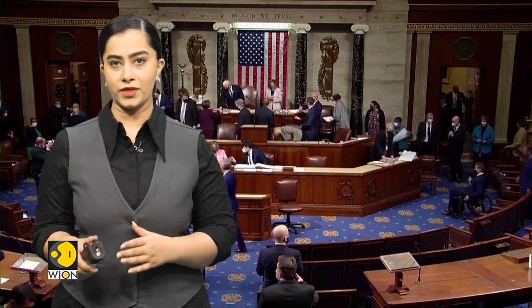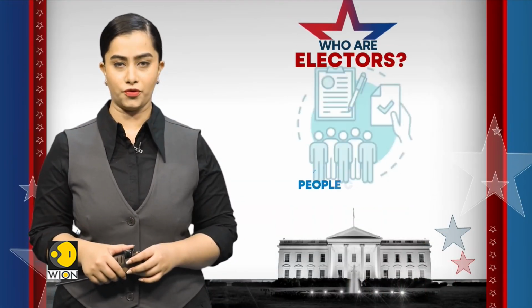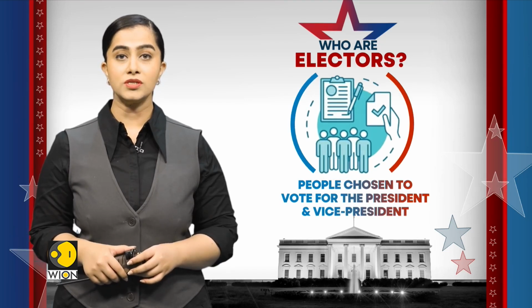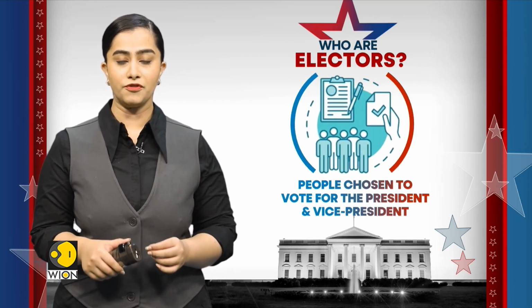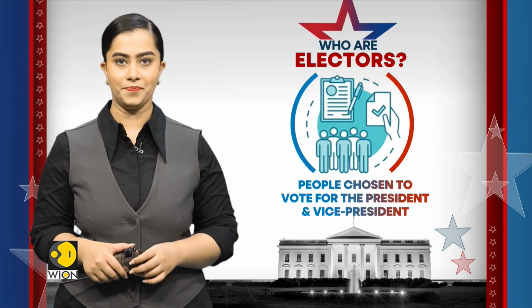But just to clarify, the senators and House of Representatives are not the electors themselves. There are separate people for that job. The group of presidential electors is formed every 4 years during the election. They are chosen for the sole purpose of voting for the president and vice president.